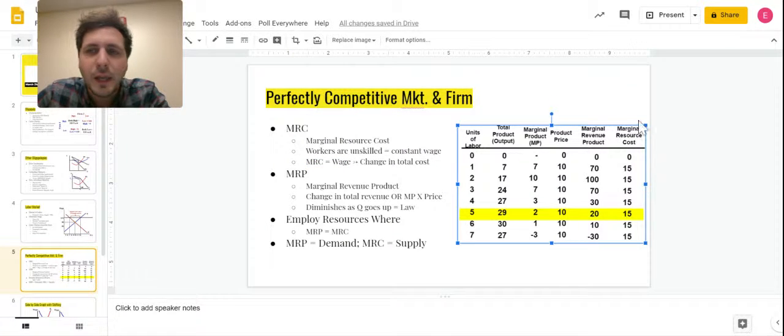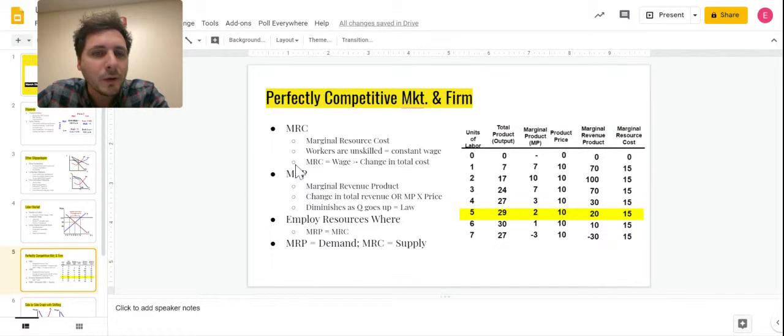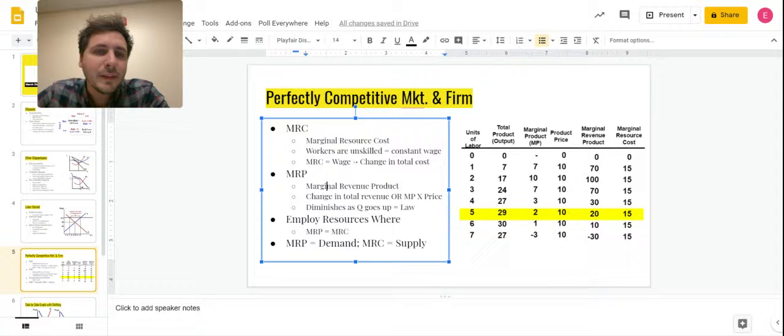All right, so if we jump over here to marginal resource cost, we were told that the wage was $15, and so that's what it looks like. When I hire one person, it's going to be 15 extra bucks. Hire the second person, 15 extra bucks. Third person, 15 extra bucks. On and on and on it goes. Okay, so that's MRC. Pretty easy, and that's why it's completely horizontal because it's fixed, and I'll show you that in the next video.